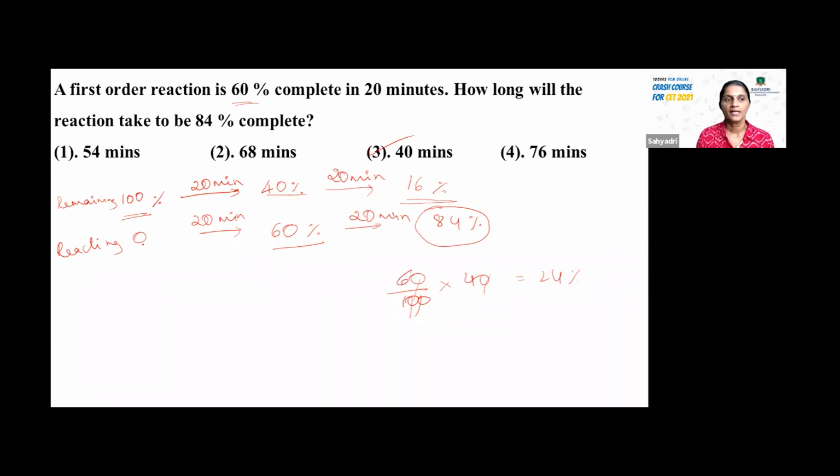Yes, I'll explain again. In the beginning, 100% was there. After 20 minutes, 60% reacts. Okay, Mohammed. 60% react means how much is remaining? 40% is remaining. In 20 minutes, 40% is remaining. Next 20 minutes, that's what I said: same time is taken for a particular fraction of the reaction to take place for the first order reaction. In next 20 minutes also, 60% reacts. 60% of 40 is how much? Because for first order reaction, Ishita, time taken for some fraction of the reaction is independent of initial concentration.